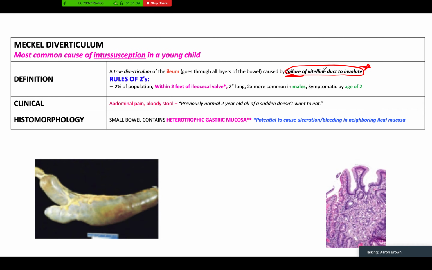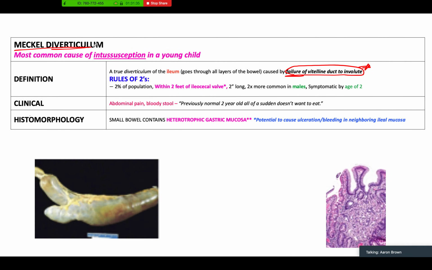So essentially the vitelline duct is a duct that the developing fetus uses to get a bunch of extra nutrients and everything from the mom. Okay, so this vitelline duct, it's there to make sure that the baby's getting nutrients. As the baby's developing, eventually it breaks down and disappears. If it does not break down and disappear, you're going to be stuck with something called the Meckel's diverticulum.